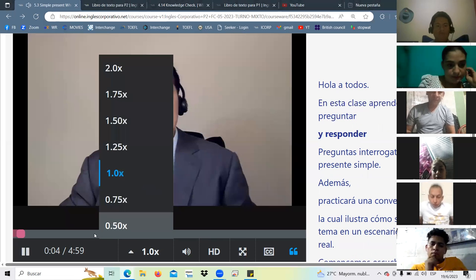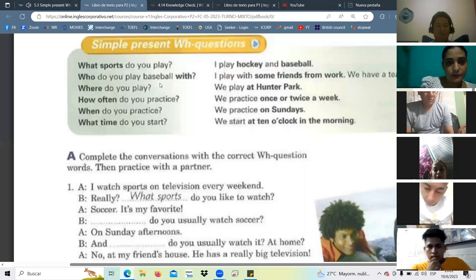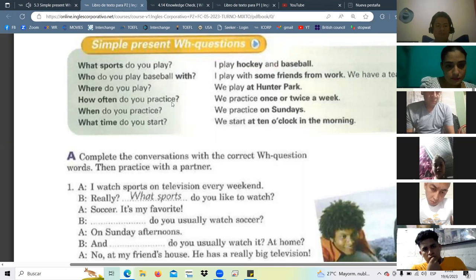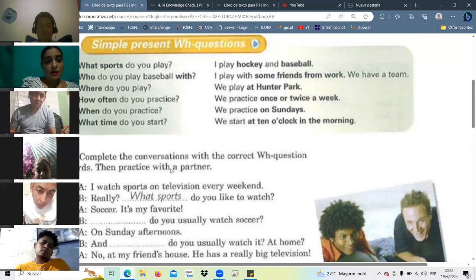Answer. Simple. It's once or twice a week. When do you practice? We practice on Sundays. What time do you start? We start at 10 o'clock in the morning. The goal of using WH questions is to obtain more detailed information from someone. In this case, we want to know everything about the person's response, I play baseball. So we ask, what sports, who, where, how often, when, what time? All right. Simple present, WH questions, we can follow this.